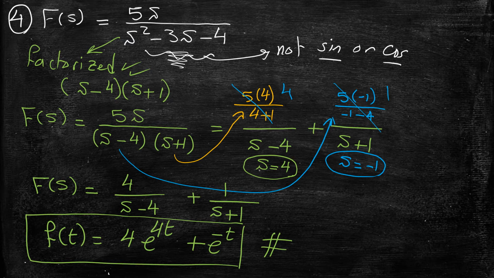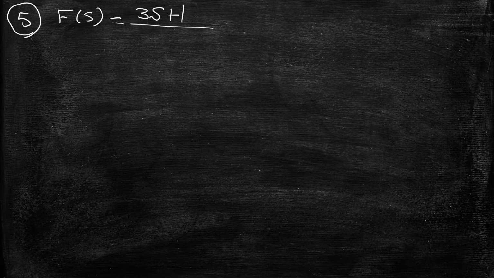So let's see another example here. What if we have F(s) equals (3s plus 1) over (s minus 1)(s squared plus 1)? It's a cubic equation in the denominator. First, we need to get the partial fraction. It's already factorized. So this one will be equal to something over s minus 1, and another thing here, which is over s squared plus 1.